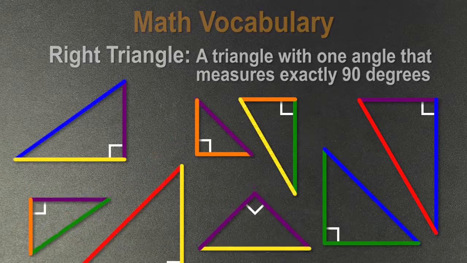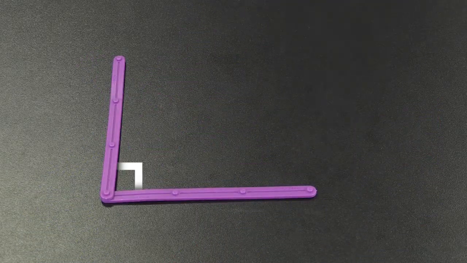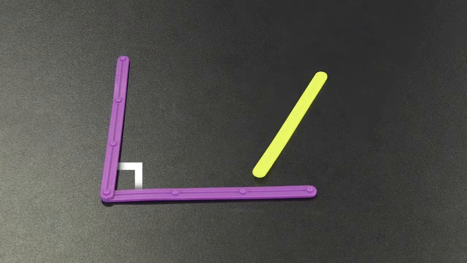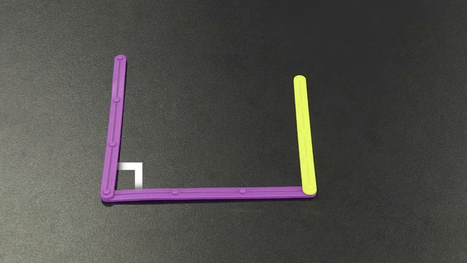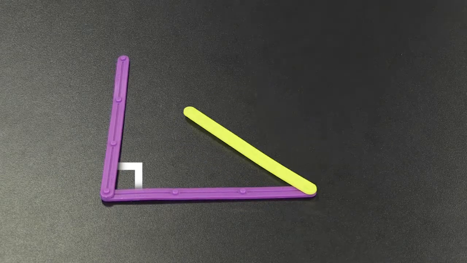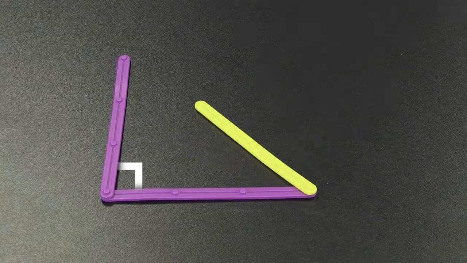Is this always true? Let's experiment by taking 2 purple legs and constructing a right angle. Then take a yellow leg to close the triangle. This is just a little bit shorter than the purple. You can see that this leg will not connect at the endpoints and close the triangle.